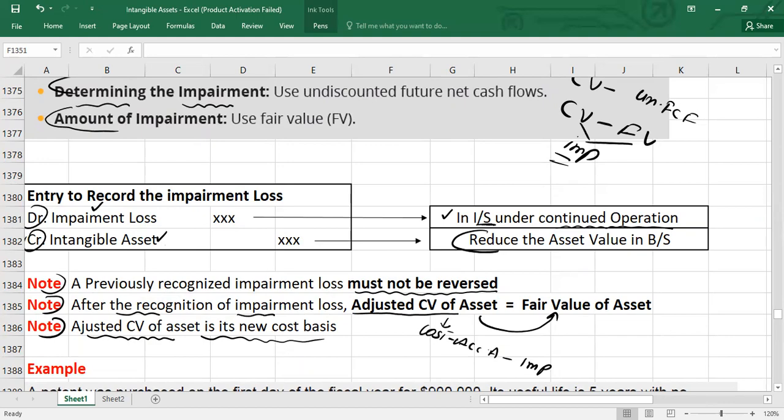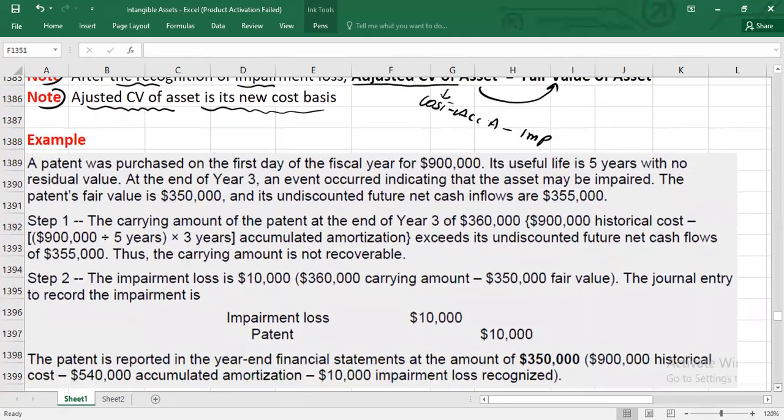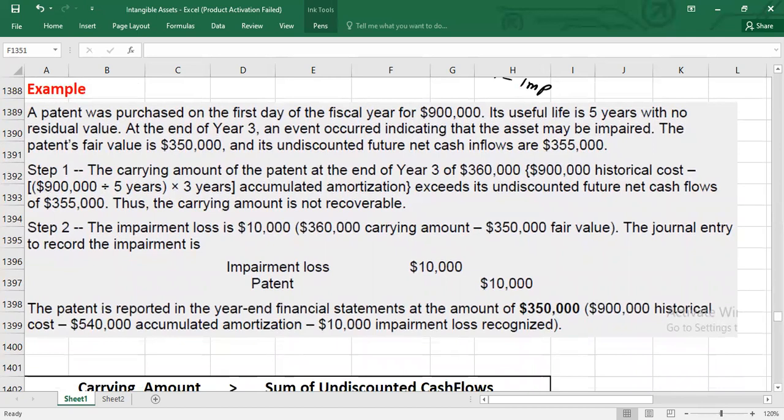So here we go. We have a simple example to practice first, then I will show you exam level questions. For example, a patent was purchased on the first day of the fiscal year for $90,000. This is the cost of the patent. Its useful life is 5 years with no residual value. At the end of the third year, an event occurred indicating the asset may be impaired. The patent's fair value is 350,000, and its undiscounted future net cash flows are 355,000.